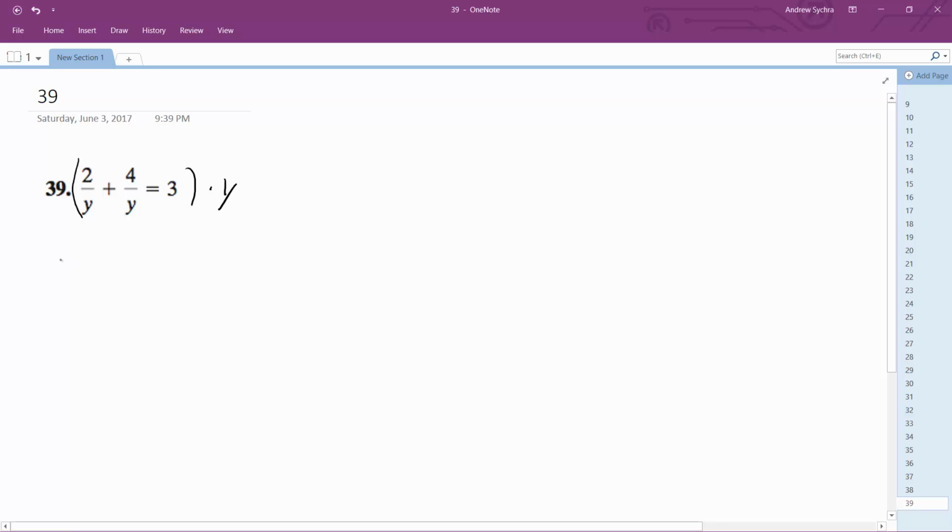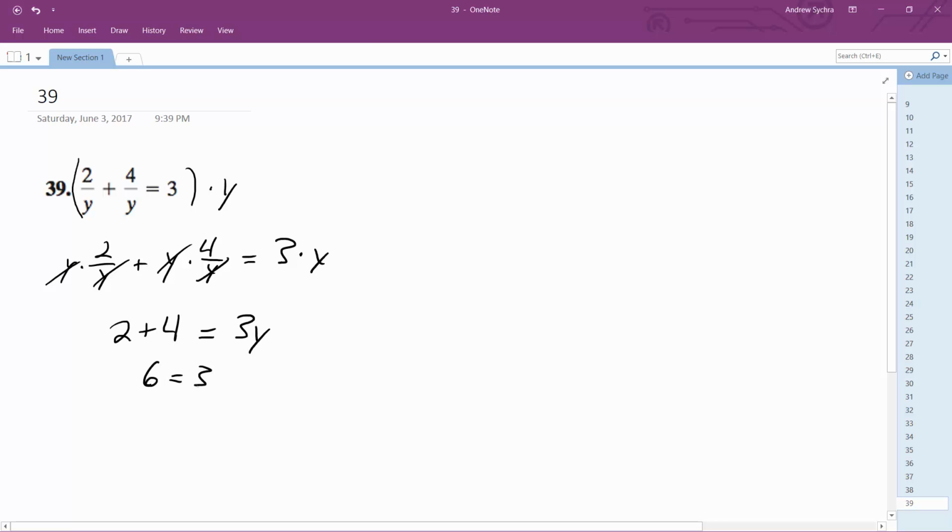So across here, y times 2 over y plus y times 4 over y is equal to 3 times y. And what this does is this cancels out the y's in the denominator, and we're left with 2 plus 4 is equal to 3y, and we get 6 is equal to 3y. Divide 3 by 3, and we're left with y is equal to 2.